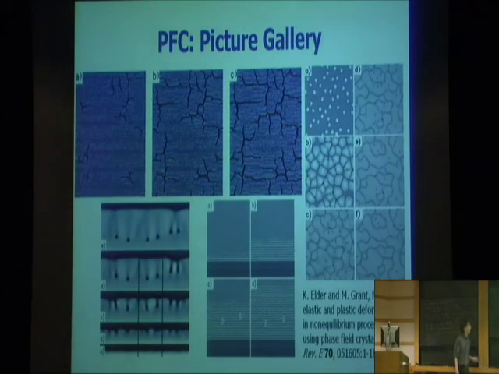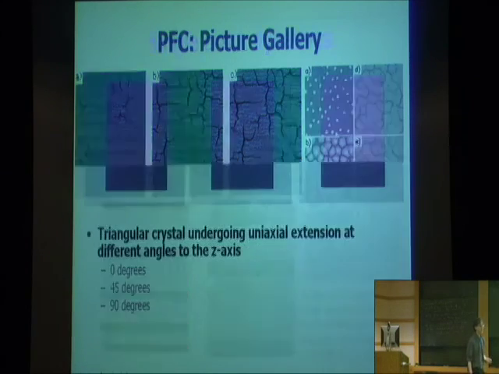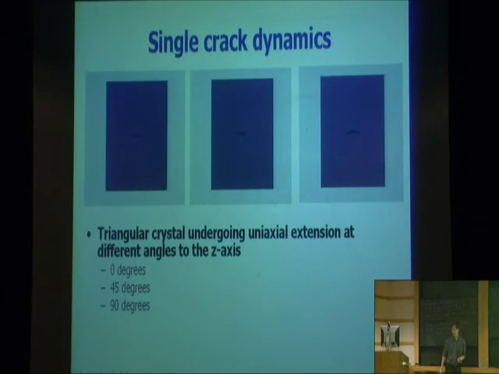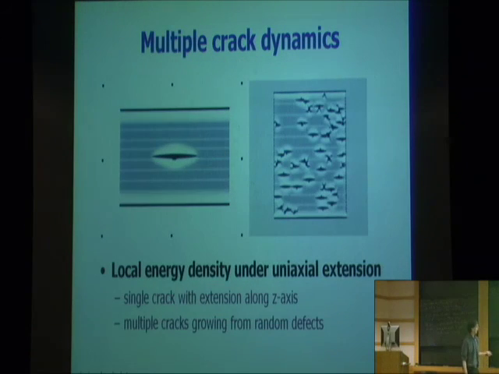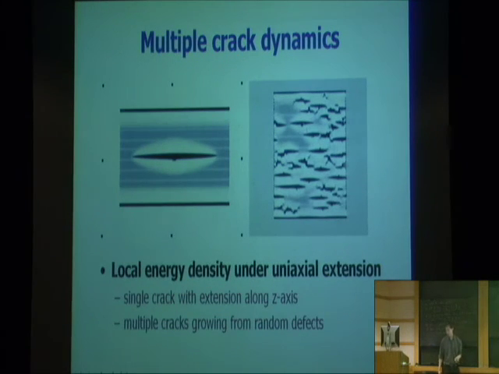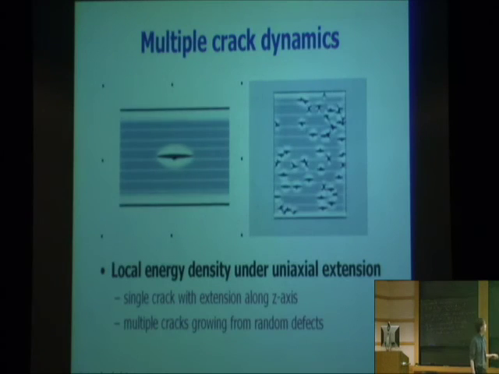You can make many different kinds of patterns. So here's some patterns with fracture. Here's some patterns of growing epitaxial films. Here's some patterns showing you dislocations moving and so on. Here's an example of a movie which shows a triangular crystal undergoing a uniaxial extension and causing a fracture to then emerge, and we can see how these fractures change as a function of the angle of the uniaxial extension to the z-axis. We can look at multiple cracks growing from random initial conditions, and so on and so forth.